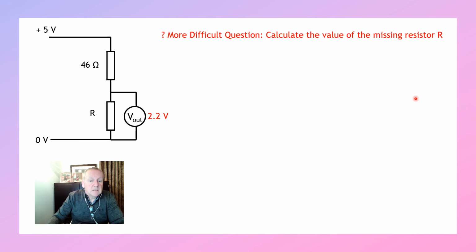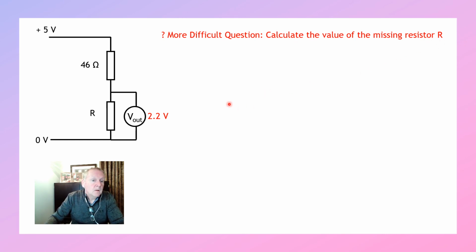Okay, last bit, I'm trying to show you a super complicated question that you might be asked. So here we have a voltage divider circuit. Instead of working out what V is, we're missing a value for the resistor. So the question is, calculate the value of the missing resistor R.